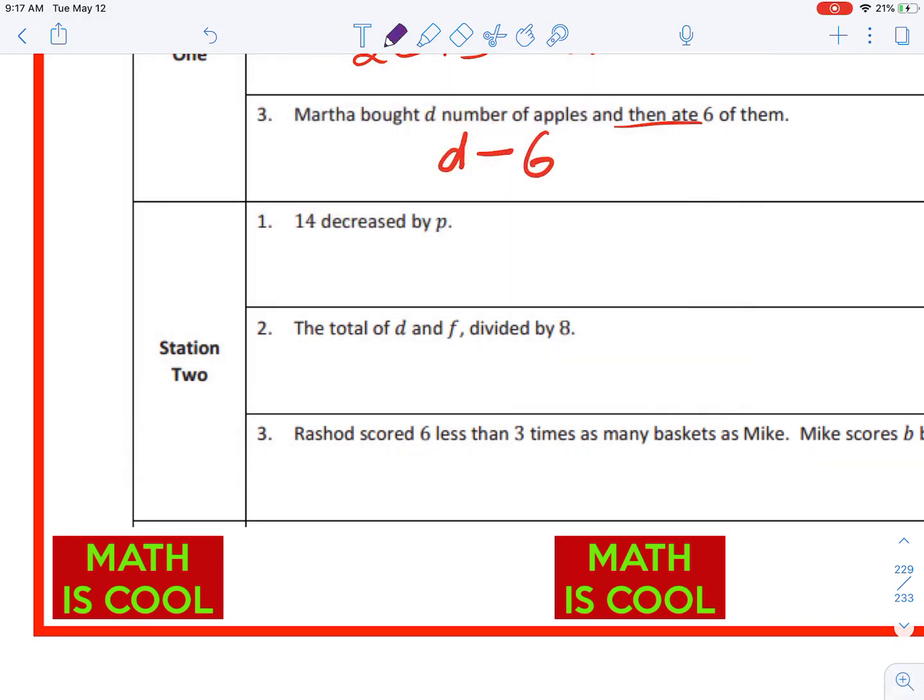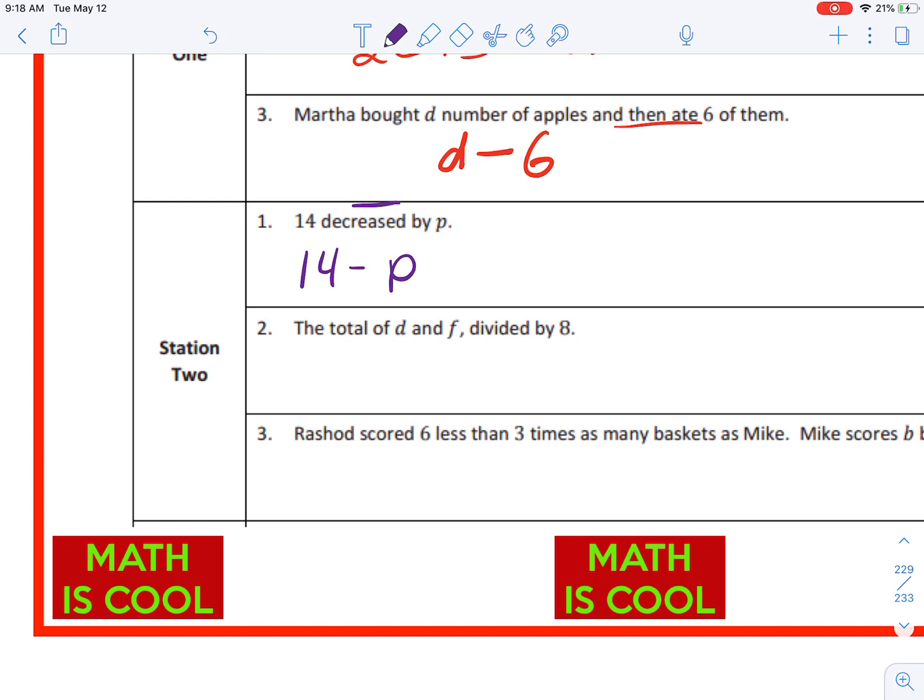Station 2 tells us 14 decreased by P. Decrease tells us to subtract, okay? So it's 14 decreased by P. 14 minus P, and that's our answer to number 1.